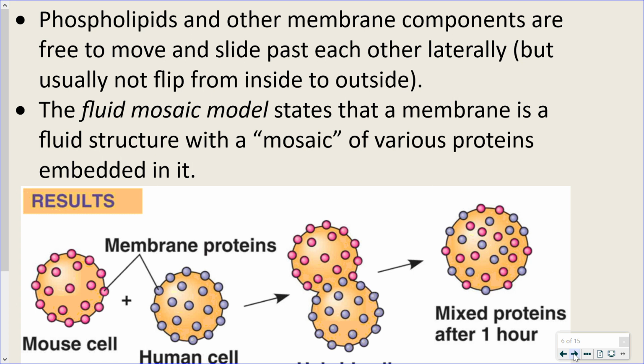So the phospholipids move around, and the proteins also move around. The components of the membrane, whether it's the phospholipids or the proteins, are free to slide past each other within their layer, but typically they don't flip back and forth between the sides.